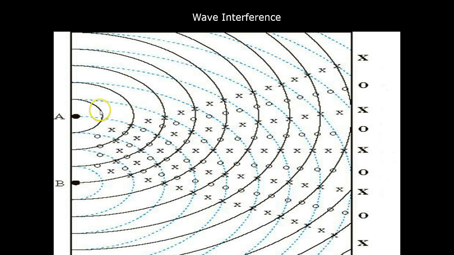So the point is, when I have these two hammers or two sources of waves, sometimes I get constructive interference, sometimes I get destructive interference. But I see a pattern, right? Constructive, destructive, constructive, destructive, constructive, destructive. So I see this interference pattern with two sources of waves.